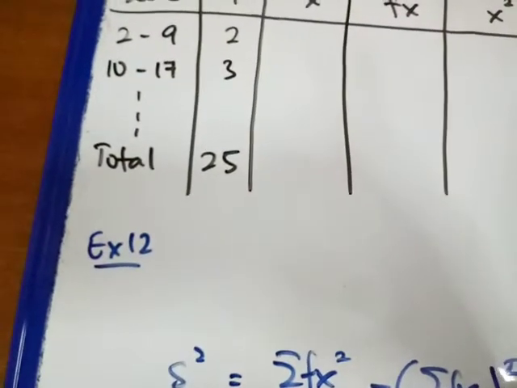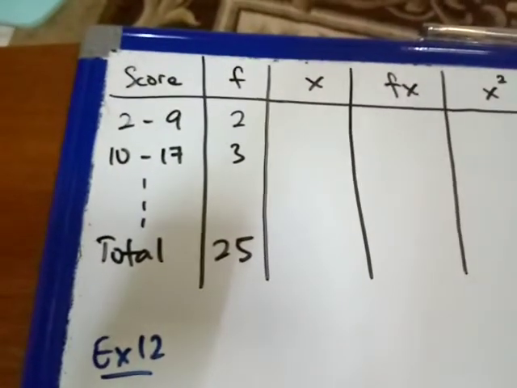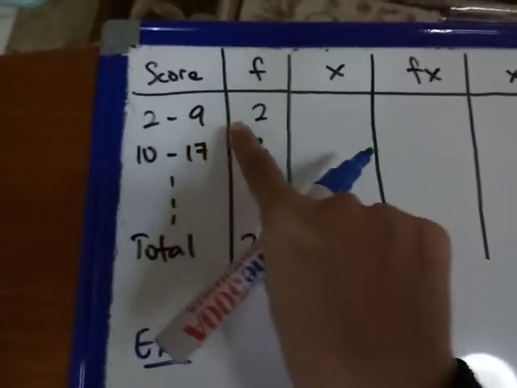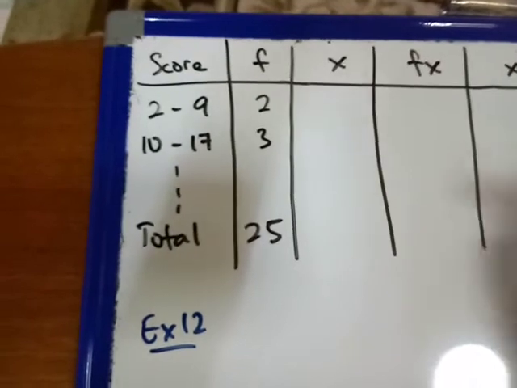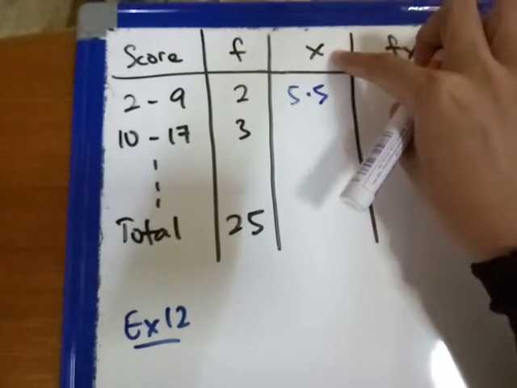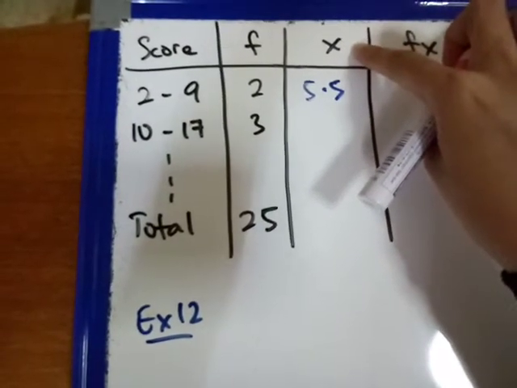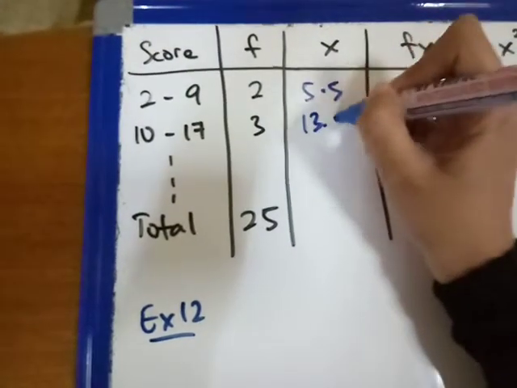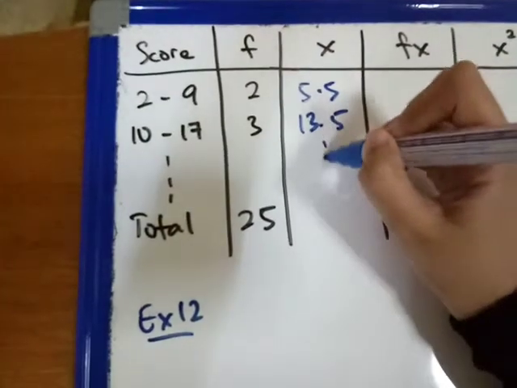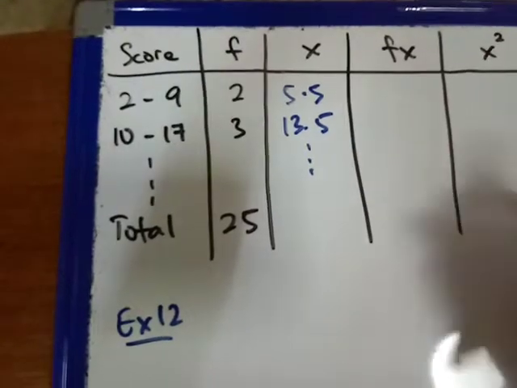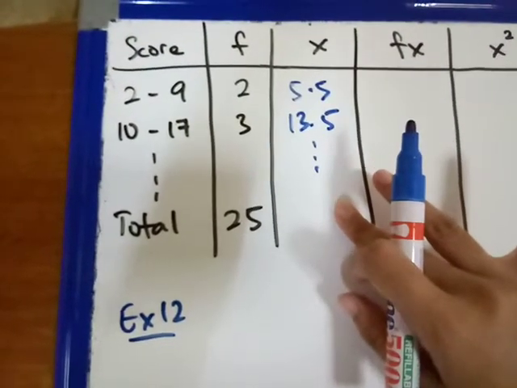So first step, you have to find the midpoint. In Example 13, the first class is 2 plus 9 divided by 2, and you get 5.5. What is x here? x is the midpoint, and this is its symbol. Then the second class, 10 plus 17 divided by 2, you get 13.5, and so on. Calculate the remaining classes yourself. I'm just summarising here, so try calculating the others too.